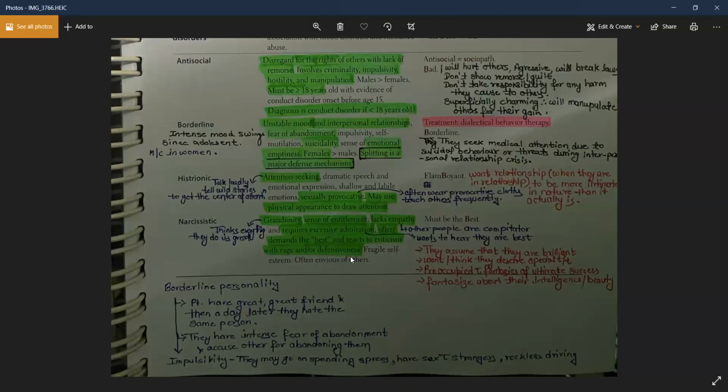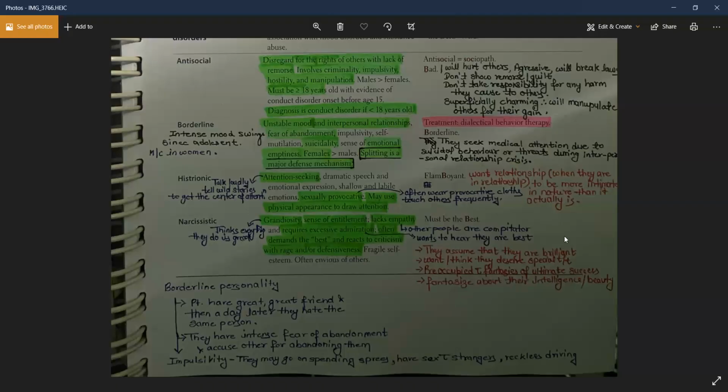I think everyone has watched Iron Man, right? In Iron Man, he has this narcissistic personality disorder. Think about Iron Man. They always think that they are superior. They always react to criticism, right? So that was about it.